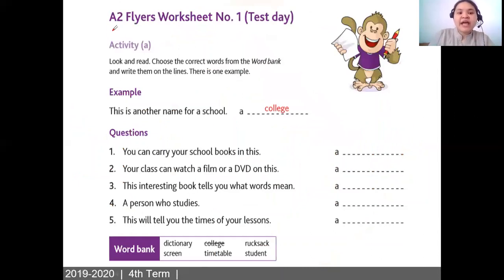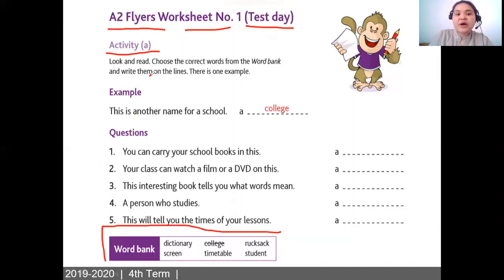Okay, so we have A2 Flyers worksheet number 1. Okay, test 1. So we have activity A. Let's have the instruction. It says here, look and read. Choose the correct words from the word bank. So this is the word bank. And write them on the lines. There is one example.